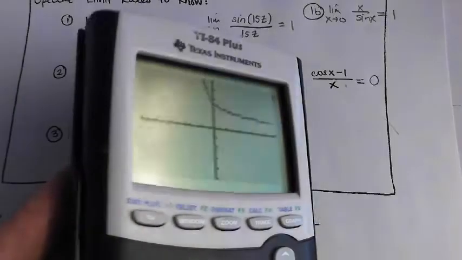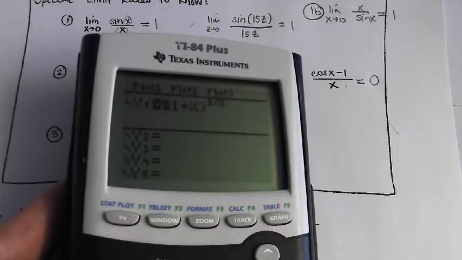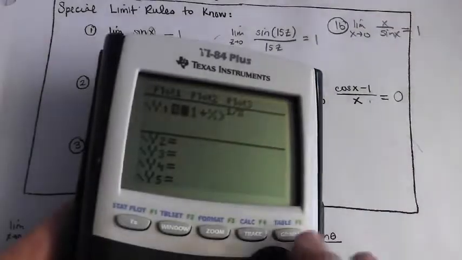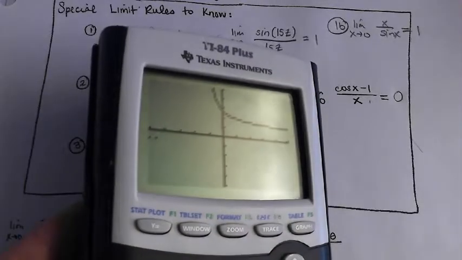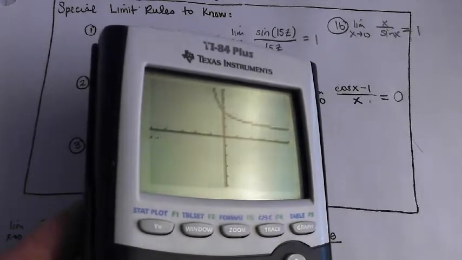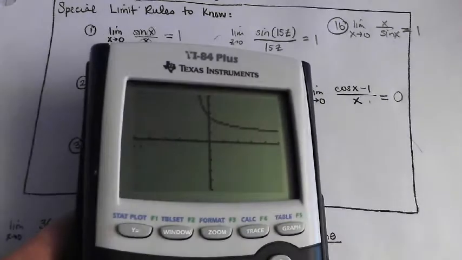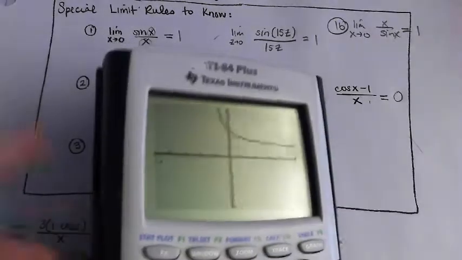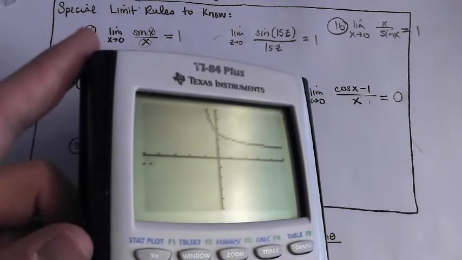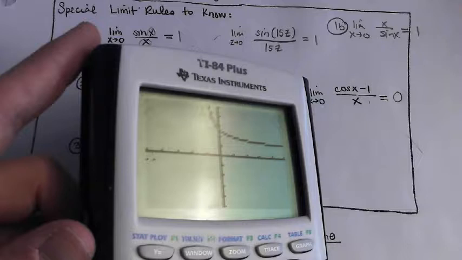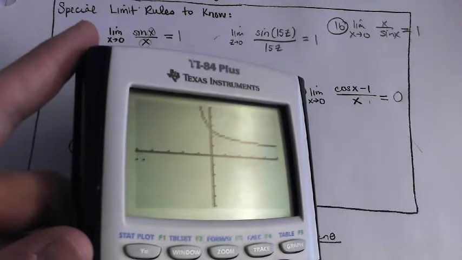Oh, did I type that in right? 1 plus x to the 1 over x power. The limit as x approaches 0. What would you say it is approximately? It's definitely between 2 and 3. What's a special number between 2 and 3? E. I think it's probably like 2.7-ish.